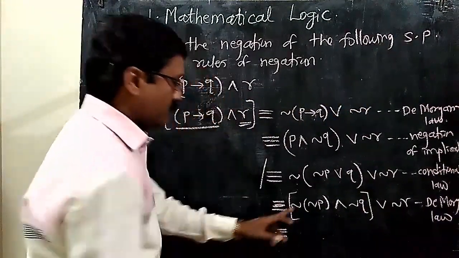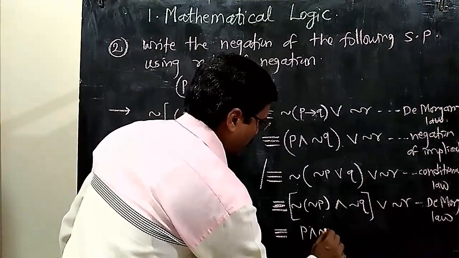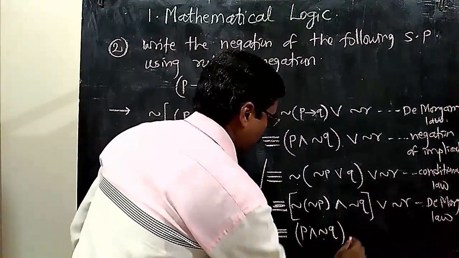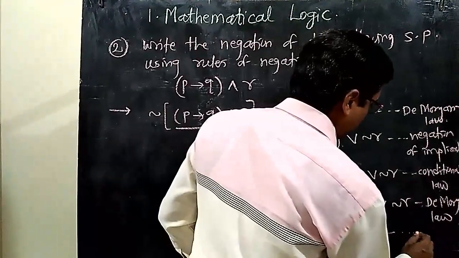And now it is equal to, by double negation, we get the statement itself: P and negation Q or negation of R. This is by the involution theorem.